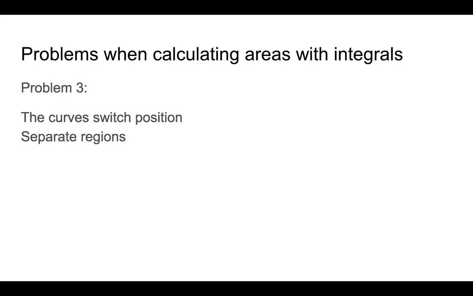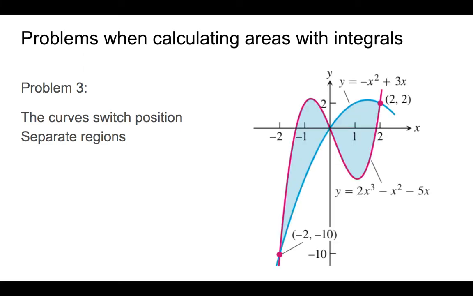There's another problem in which the curves switch position and you have separate regions for the area. For instance, something like this. So you have to calculate the shaded region, but it's not actually one region, it's separated in two parts, right? This one and this one. And the curves switch positions. You have the red one going on top of the blue one here, but then it reverses. And then the blue one goes on top of the red one, and then it changes again. So how do you choose which one goes on top of which? How do you set up your integral?